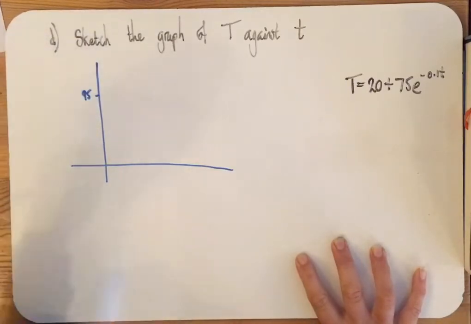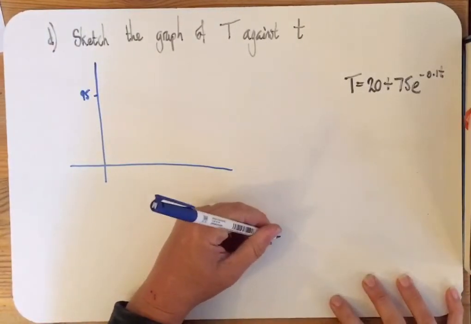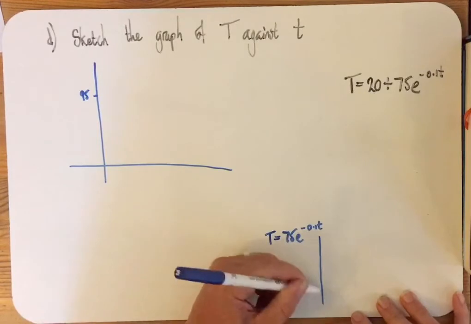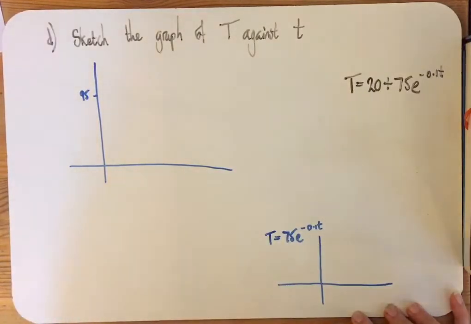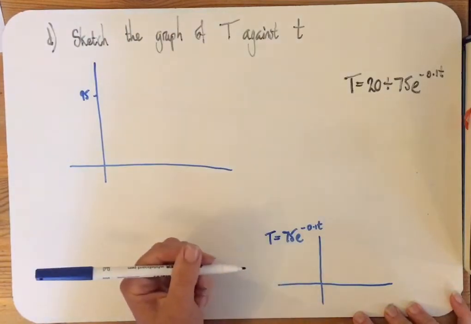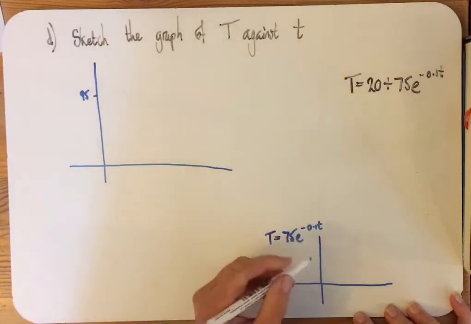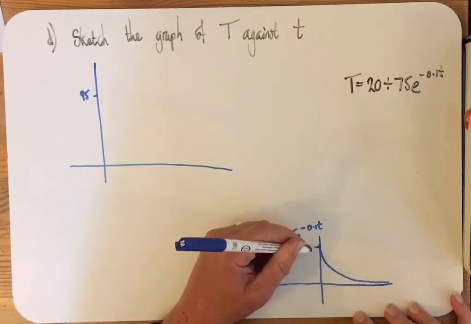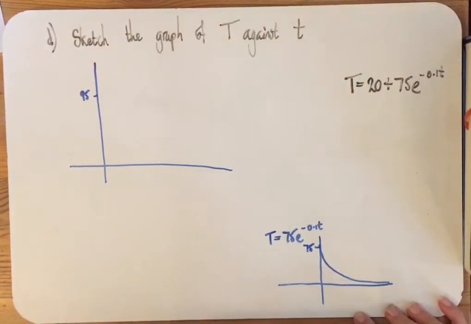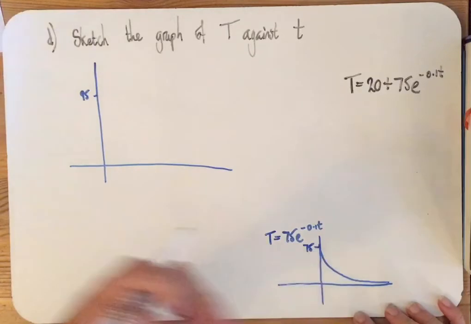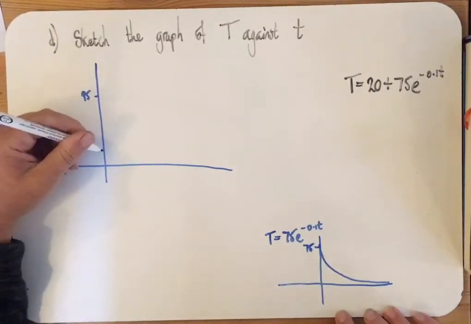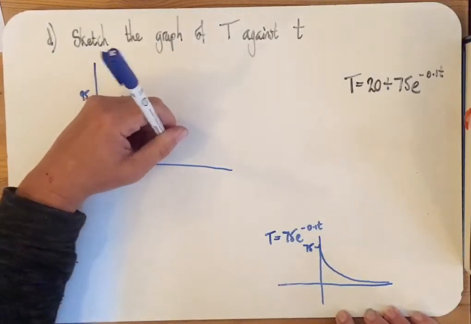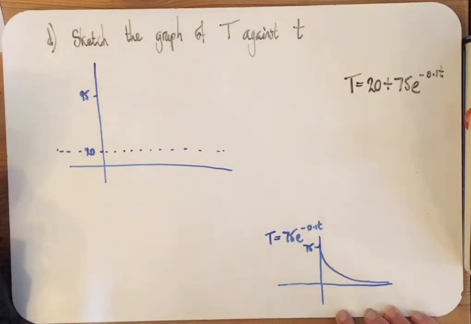And if you wanted to just sketch T equals 75 e to the negative 0.1t, that's decay because it's a negative power. And so it'll be coming down like this from 75. And then the plus 20 moves this graph up by 20. So the asymptote is going to come across at 20. But you sort of know that because that's what the temperature's approaching as t approaches infinity.